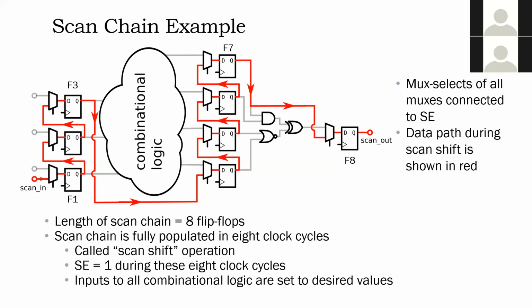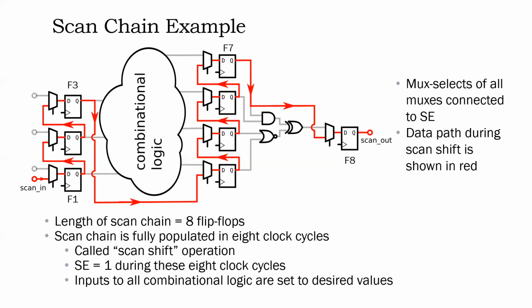So the way scan testing works is that initially I shift values into the scan chain. During the shift operation, the scan enable is set to 1, so that all the flip-flops are only capturing the data coming in through the scan chain, not the functional data coming through the combinational logic.